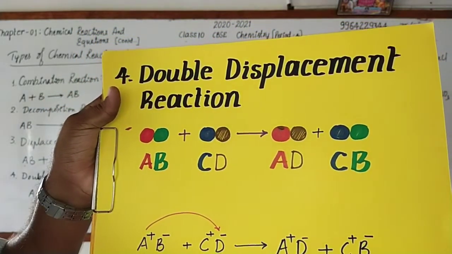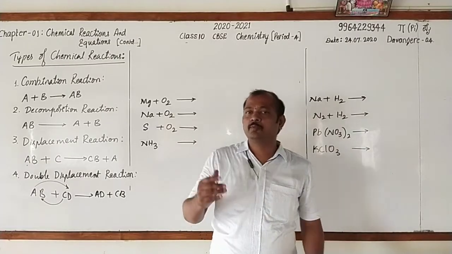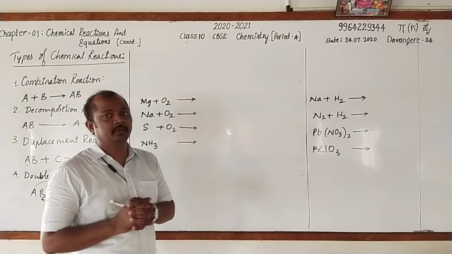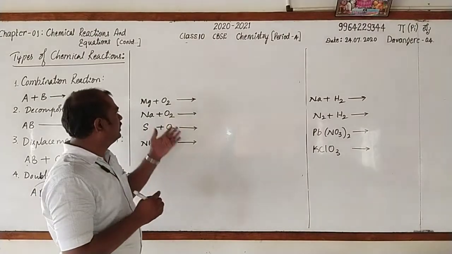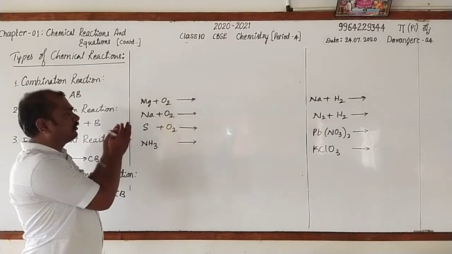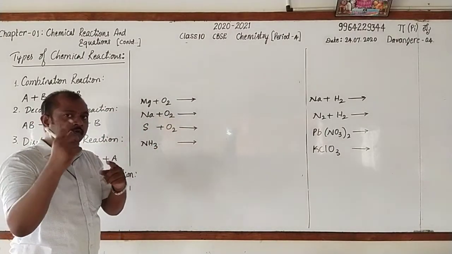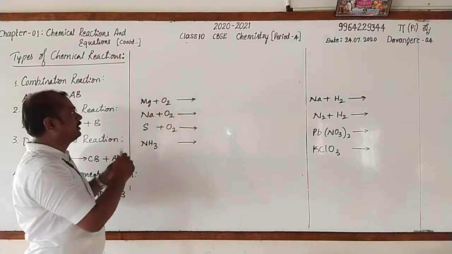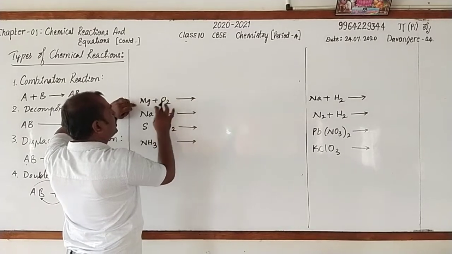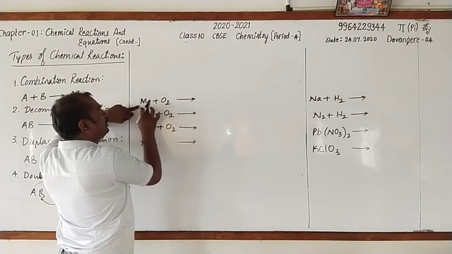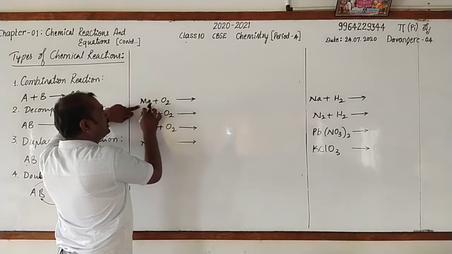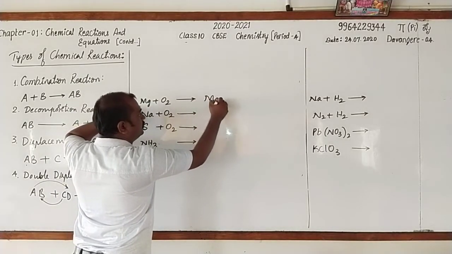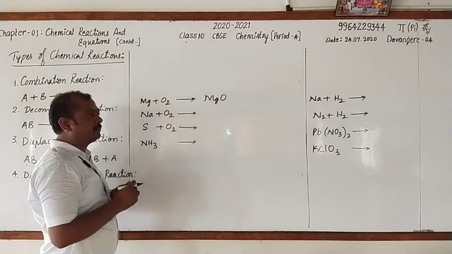Now let's move on to another one. Now we are moving to the next type of chemical reaction. Here you can observe that I have just written the reactants. Before going to that type of chemical reaction, first let us complete this. Then could you tell what is the product obtained by the reaction of magnesium and oxygen? Yes, you are right. It is magnesium oxide.